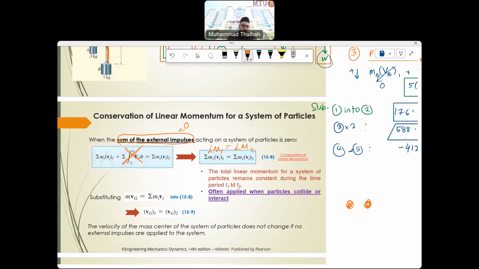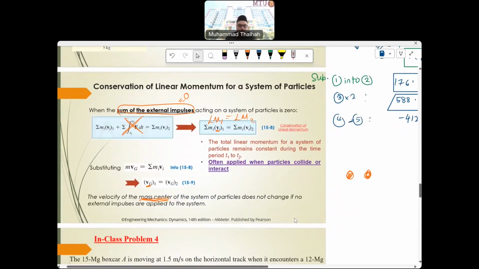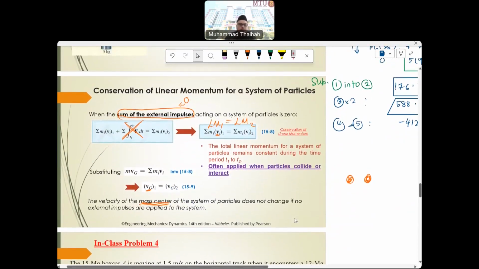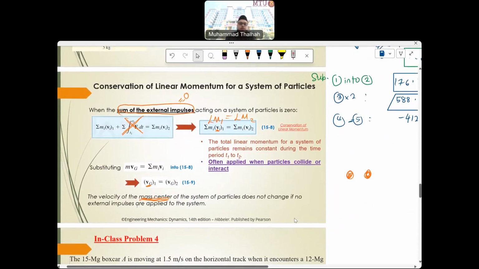For a rigid body, you can substitute V sub I with V sub G, which is the velocity of the mass center. But we are not interested in that for now. For now we are just looking at particles, not rigid bodies. So without the impulse, without the external forces, you're just going to look at the linear momentum, which is conserved from time 1 to time 2.